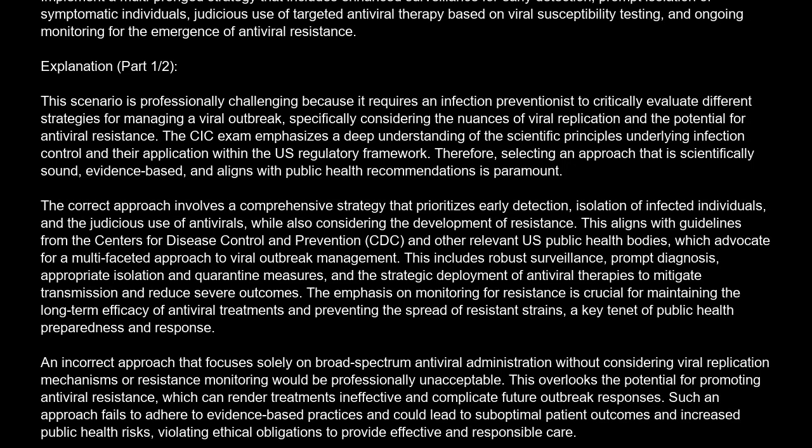The correct answer is B. Implement a multi-pronged strategy that includes enhanced surveillance for early detection, prompt isolation of symptomatic individuals, judicious use of targeted antiviral therapy based on viral susceptibility testing, and ongoing monitoring for the emergence of antiviral resistance.